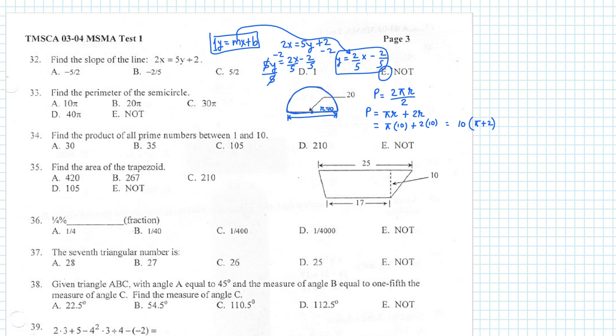So the choice that we have doesn't match with 10 times pi plus 2, so we will select E as the answer in this case as well. Question 34. Find the product of all the prime numbers between 1 and 10. So let's make a list of all the prime numbers. So the prime numbers are 2, 3, 5, and 7. So if we take the product of these 4 prime numbers, 2 times 3 is 6, 6 times 5 is 30, and 30 times 7 is 210. So D is the correct answer.